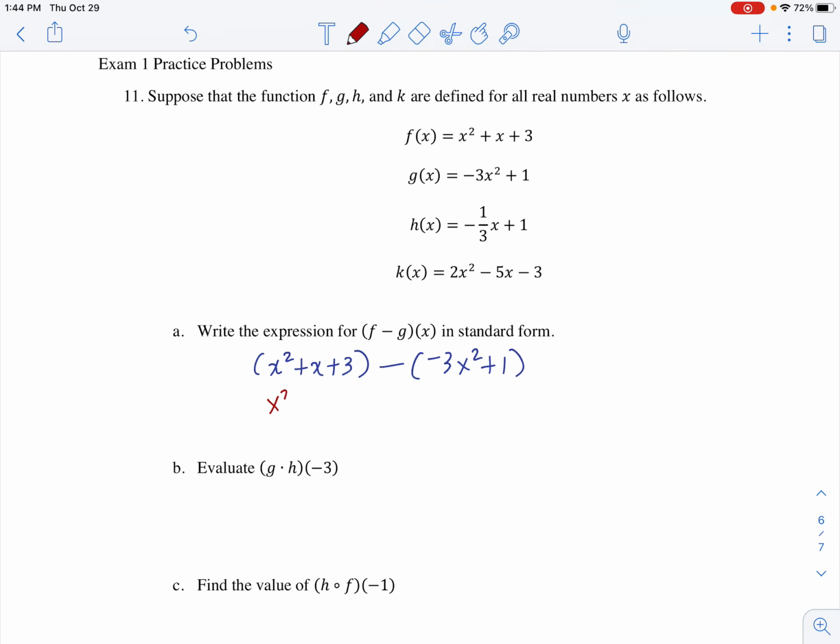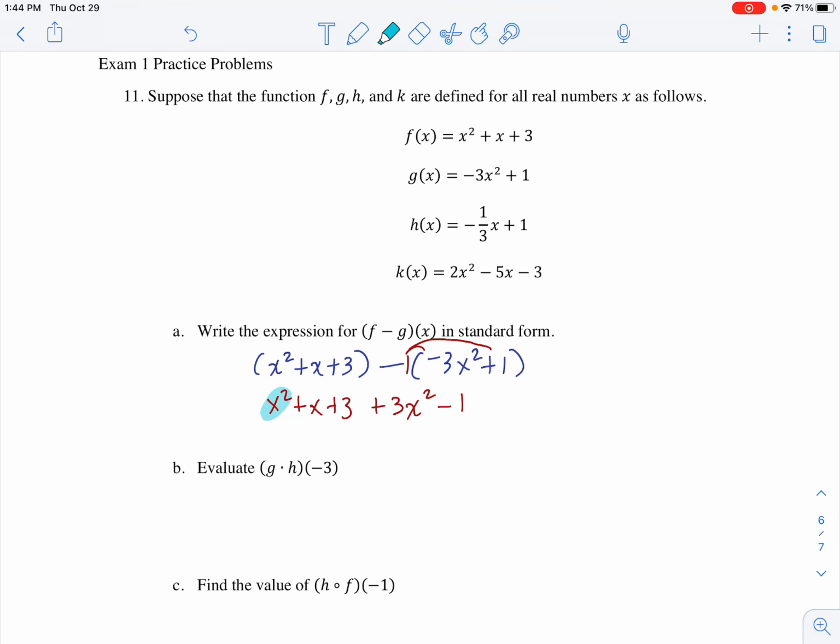Now let me get them out of the parenthesis this time. x squared plus x plus 3. But then the second one, imagine we're distributing negative 1, or we are actually subtracting a negative 3x squared, subtracting a positive 1. So signs inside will switch. Negative times negative is positive 3x squared. And then negative times positive is going to be minus 1 right there.